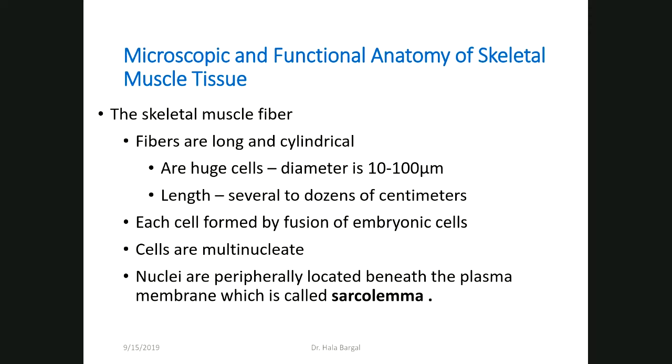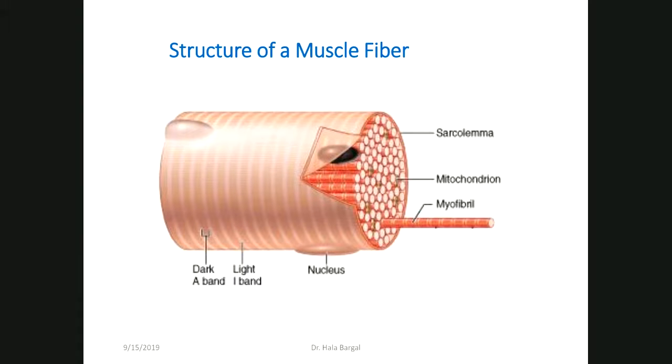Okay, I want you to review the histology of the skeletal muscles. Let us make a summary for the histology of the skeletal muscle. As you know, the skeletal muscles are striated muscle, multinucleated, under voluntary control. You remember that, and you remember the comparison between the skeletal muscle and the cardiac muscle and the smooth muscle. Let us see the picture of the structure of the muscle fibers.